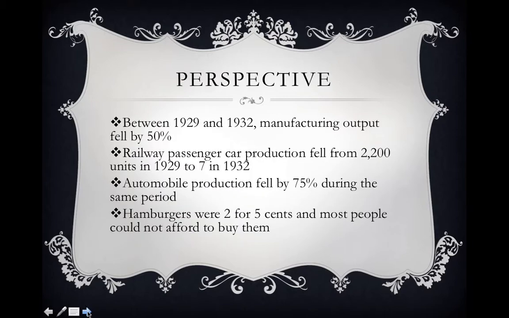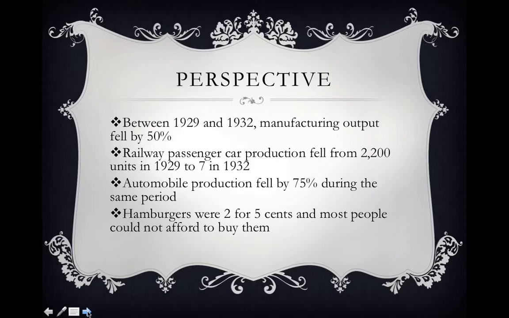So just to give you a perspective of what happened in the United States and the scope of what happened during the Great Depression. If you look at between 1929 and 1932, manufacturing output fell by 50%. A 50% reduction in manufacturing output in the United States in a 3 to 4 year period.